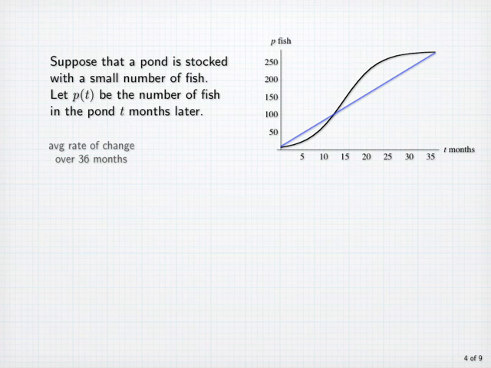The average rate of change over the 36-month period graphed here is the slope of the secant line in the figure. We estimate that the population has increased by about 270 fish over the 36-month period, so the average rate of change is about 270 divided by 36, or 7.5 fish per month.